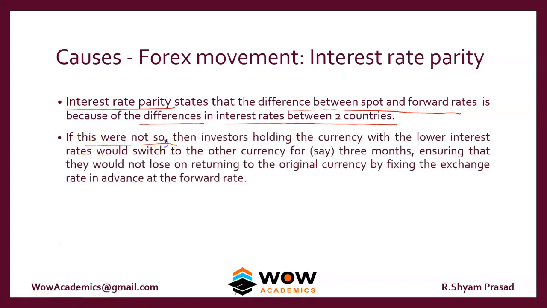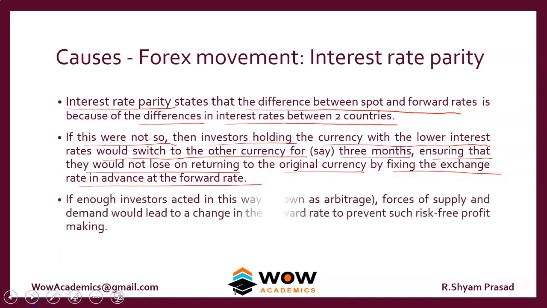If this were not so, then investors holding the currency with lower interest rates could switch to the other currency for, say, 3 months, ensuring that they would not lose on returning to the original currency by fixing the exchange rate in advance at the forward rate. If enough investors acted in this way, known as arbitrage, forces of supply and demand could lead to a change in forward rate to prevent such risk-free profit making.